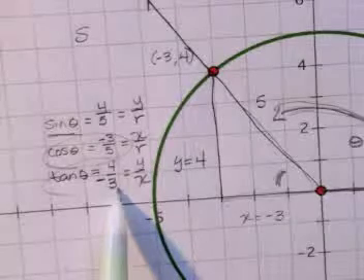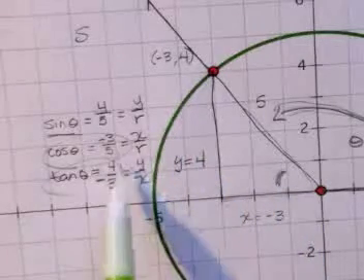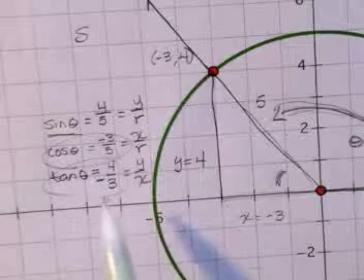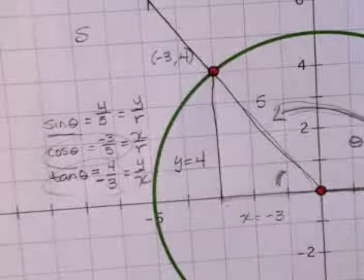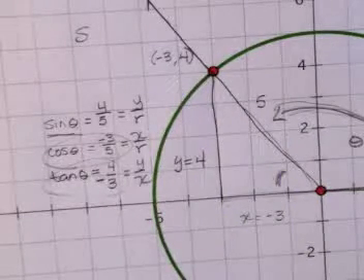I could find my reciprocal measures, secant, cosecant, and cotangent if I wanted to. But for the sake of brevity, I'm going to go ahead and leave it at these 3 trig ratios.